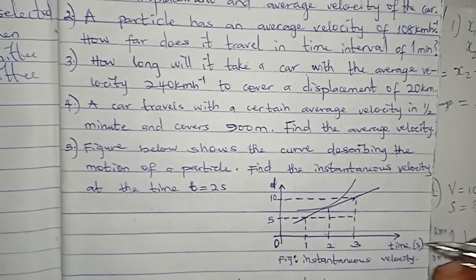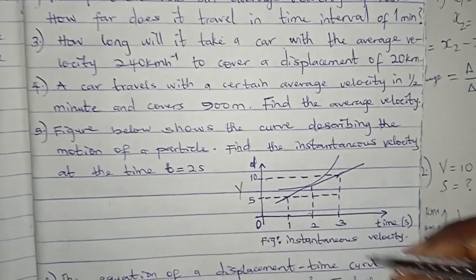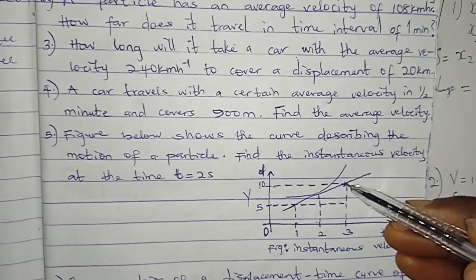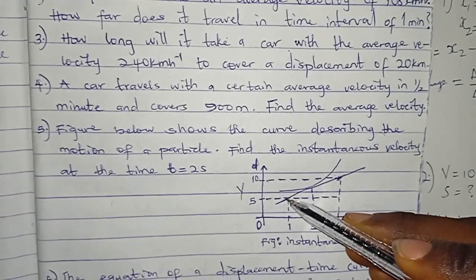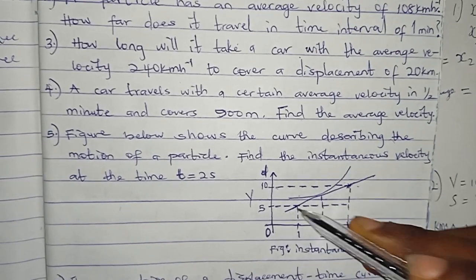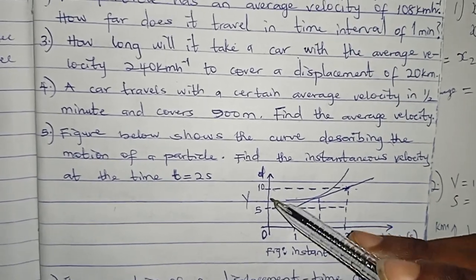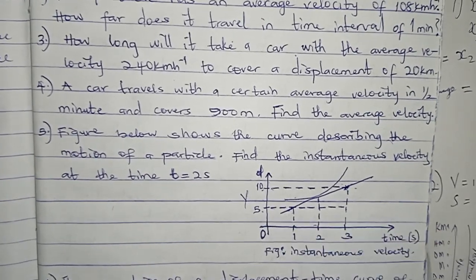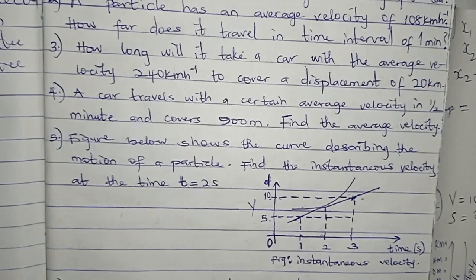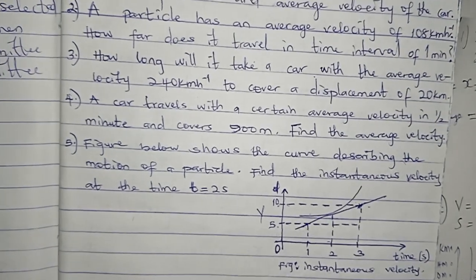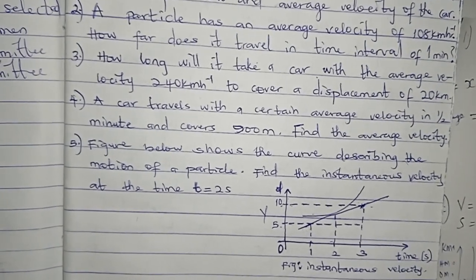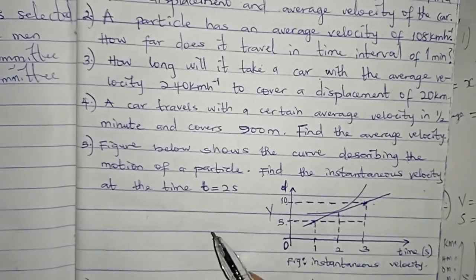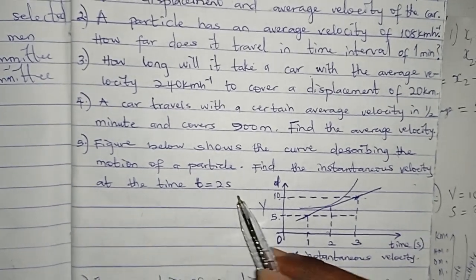Let's say this is a velocity time graph. This is V. This is the axis for T. Notice that at this point it touched here. It also touched here. So these are the 2 points that make this slope. So this is going to be the final velocity against the initial velocity. So 10 minus 5. It said find the instantaneous velocity at the time t equals 2 seconds.